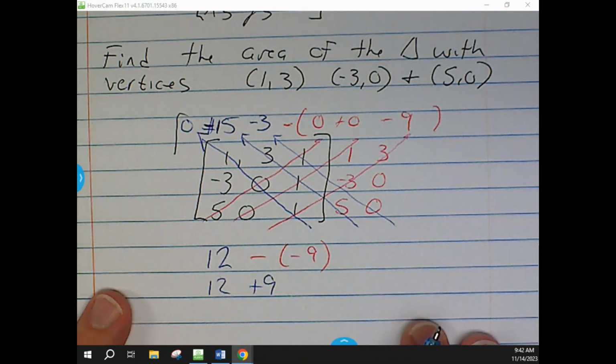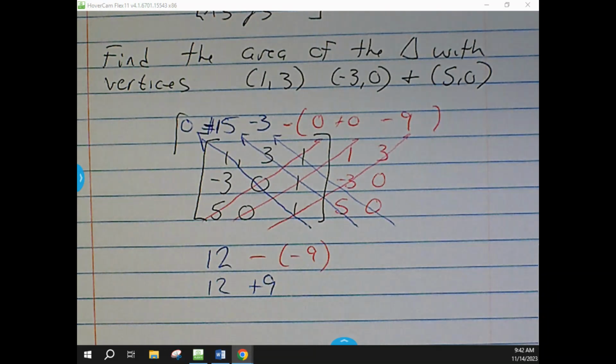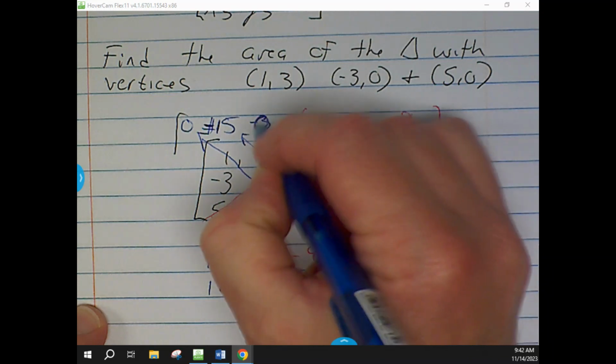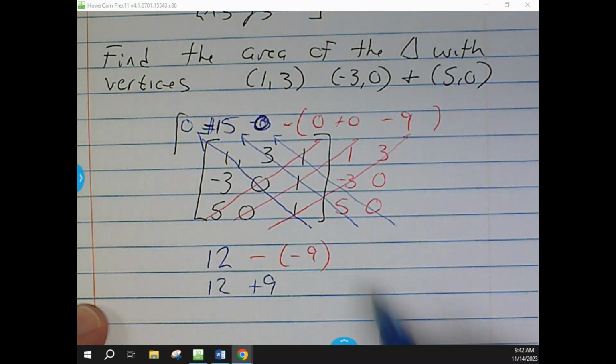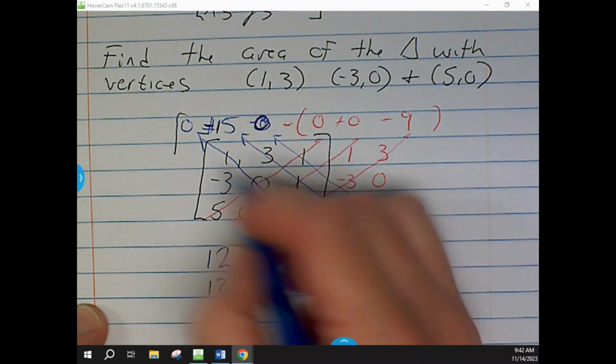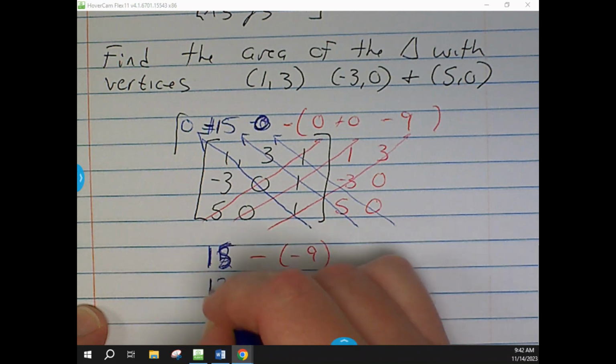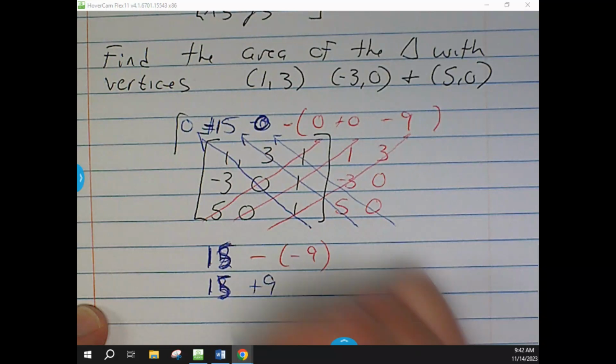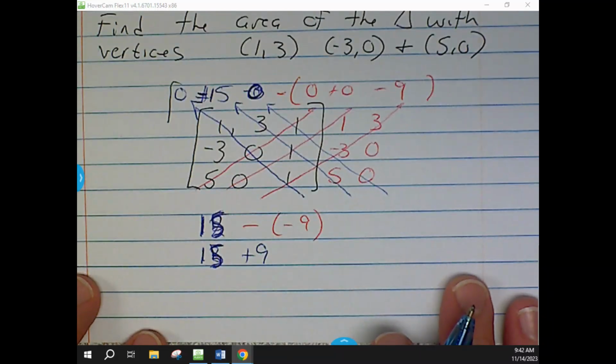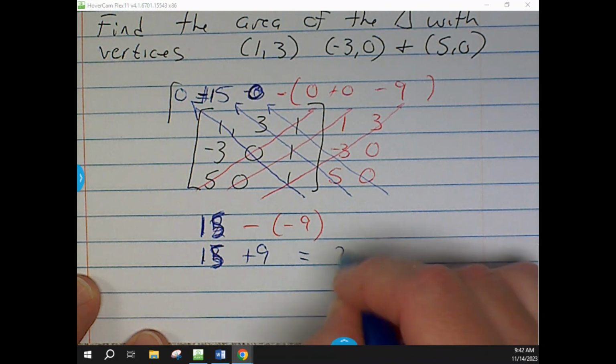So 12 plus 9, not 12. Is that right? Something's off there. What did I do wrong? The negative 3 should be a 0, so we multiply by 0. Yep, there we go. Thank you. I was looking at it, like something's off there. So yeah, it's a 0 there. My bad. So that's not 12, that's 15. Sorry about that. So it's basically 15 plus 9, so that would be 24.